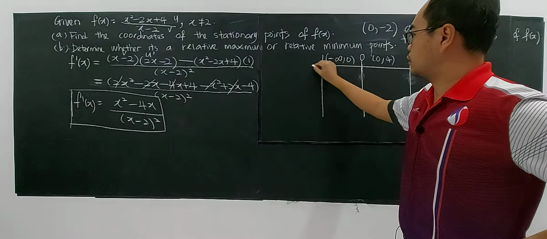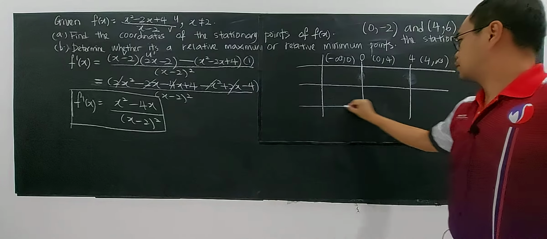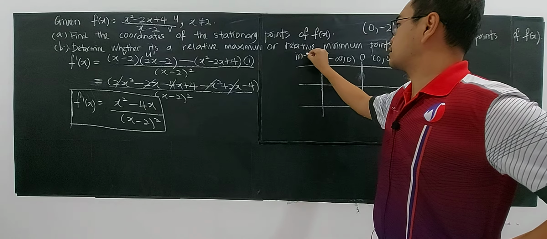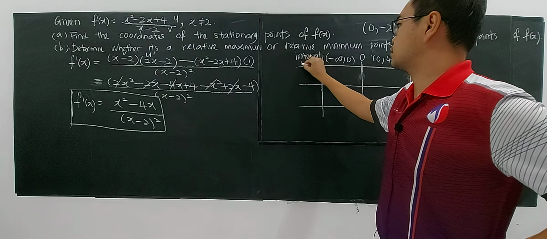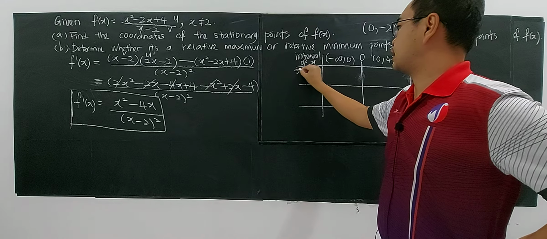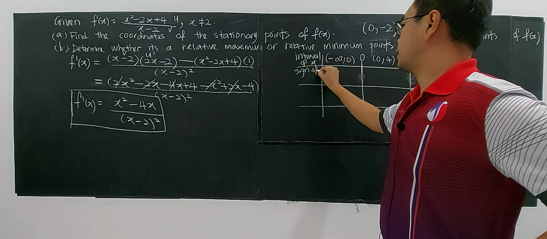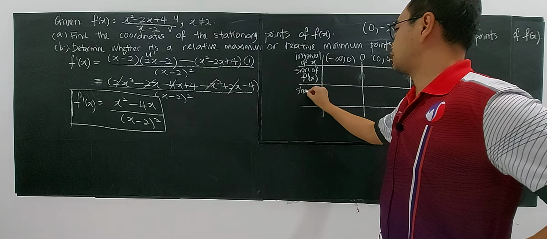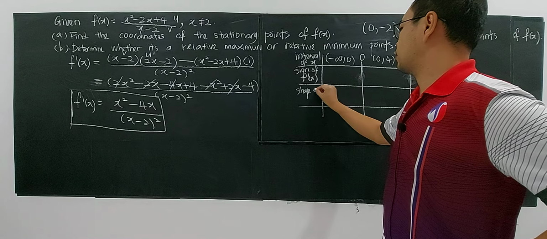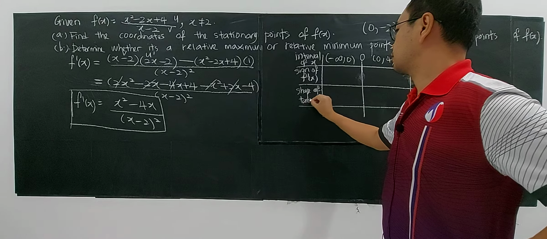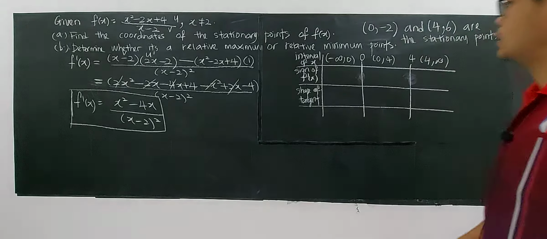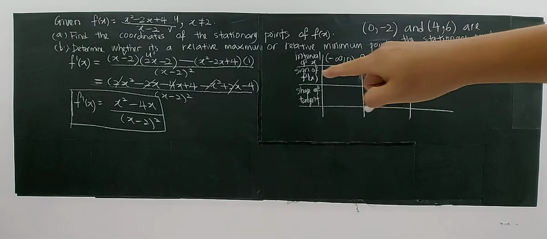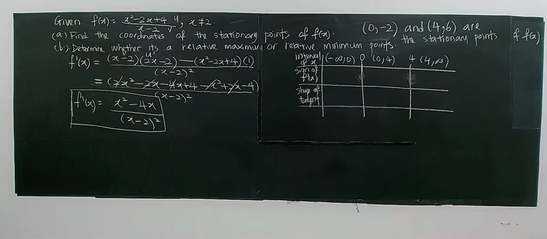So usually I will draw this table into 3 rows, where this is the interval of x, and this is the sign of f prime x. The sign means positive or negative, and this is the shape of the tangent, meaning the nature of the tangent. Now I'm going to determine whether it is positive or negative. This is the first derivative test, so I'm using the first derivative.